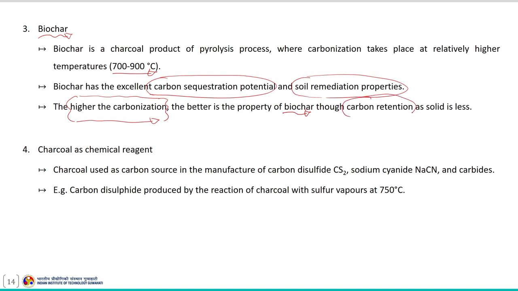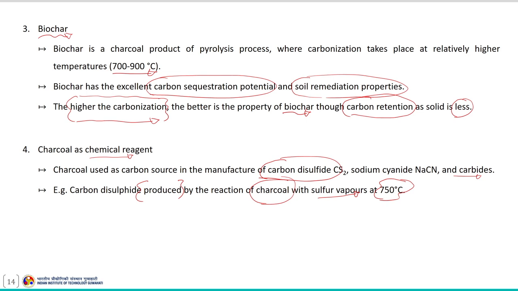Though carbon retention as solid is less in the case of biochar. And this produced charcoal is also used as a chemical reagent, as a carbon source in the manufacture of carbon disulfide, sodium cyanide and carbides. And this carbon disulfide can be produced by the reaction of charcoal with sulfur vapor, but at relatively higher temperature, close to around 750 degrees C.